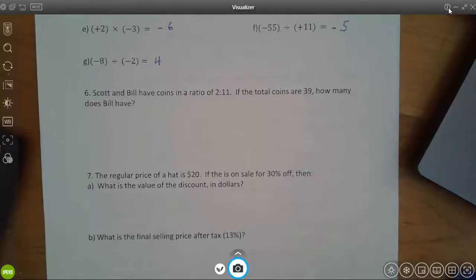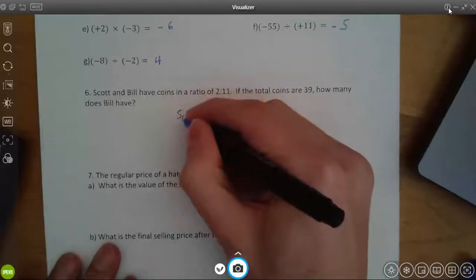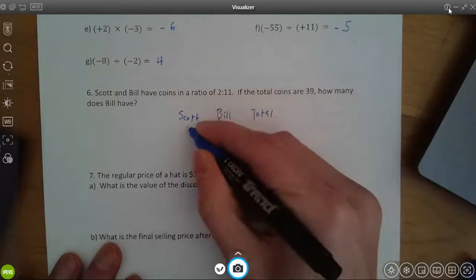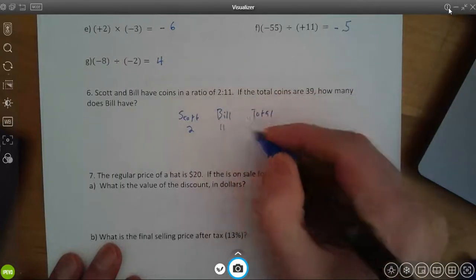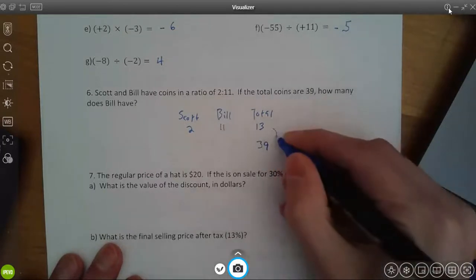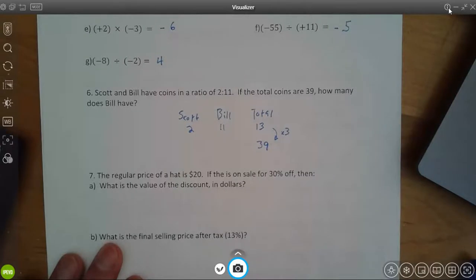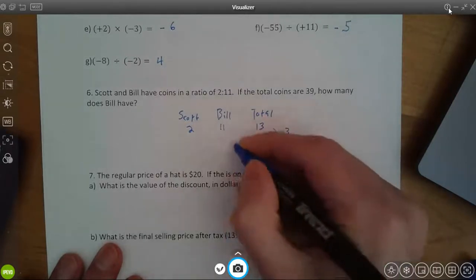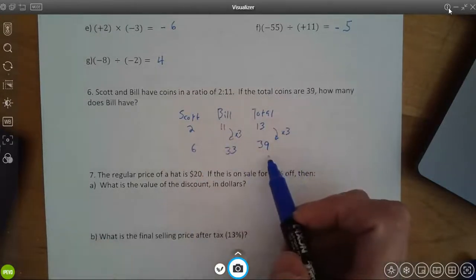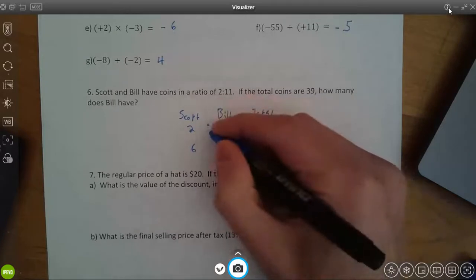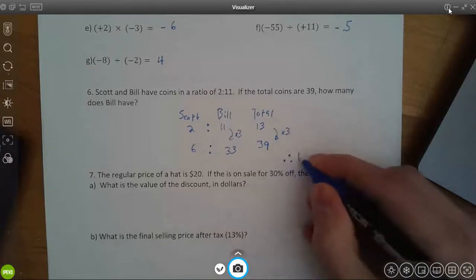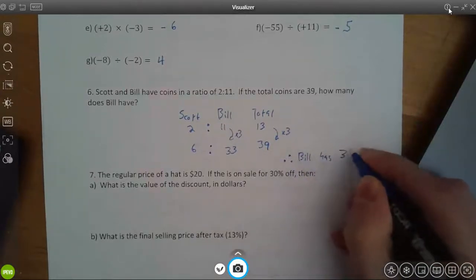Now, Scott and Bill have coins in a ratio of 2 to 11. So let's look at Scott, Bill, and total. So for every 2 coins Scott has, Bill has 11, and so the total is 13. But we know in actuality there's 39 total coins. So that's 3 times as many. So I need to multiply everything by 3. So if there are 39 coins, to keep the same ratio, to keep the same relationship between 2 and 11, Scott must have 6 coins and Bill must have 33. So you can always write it in a therefore statement. Therefore, Bill has 33 coins.